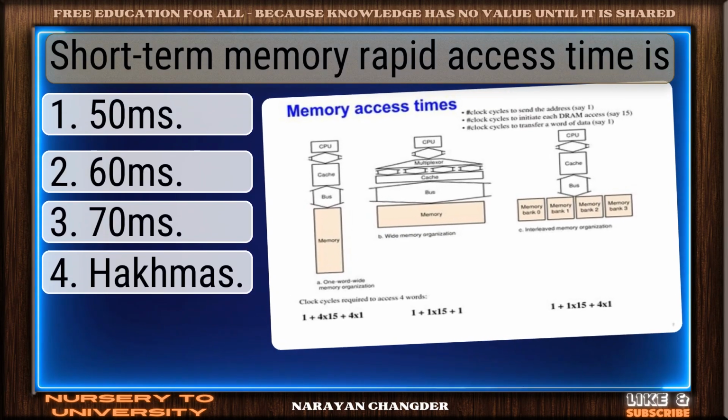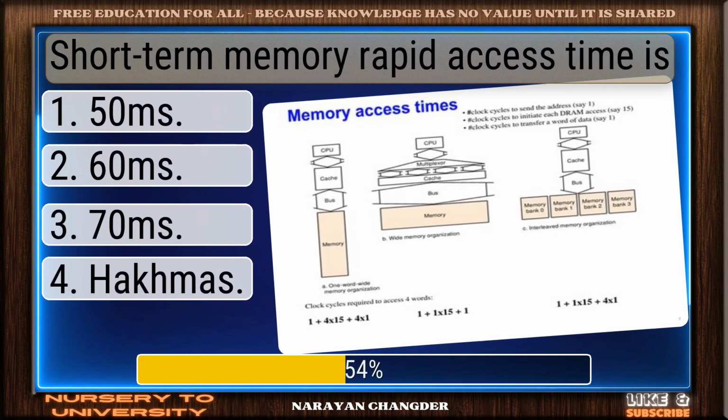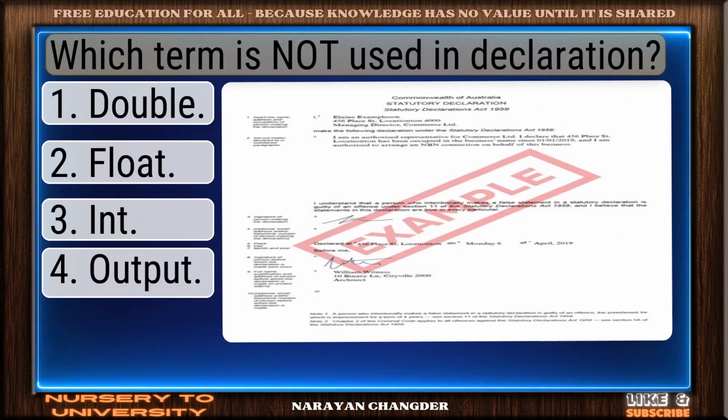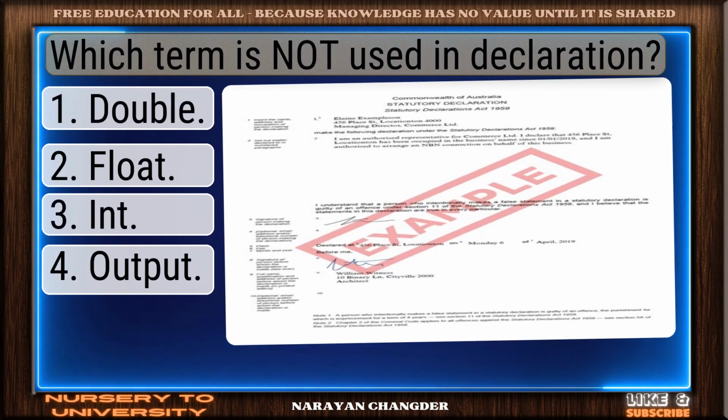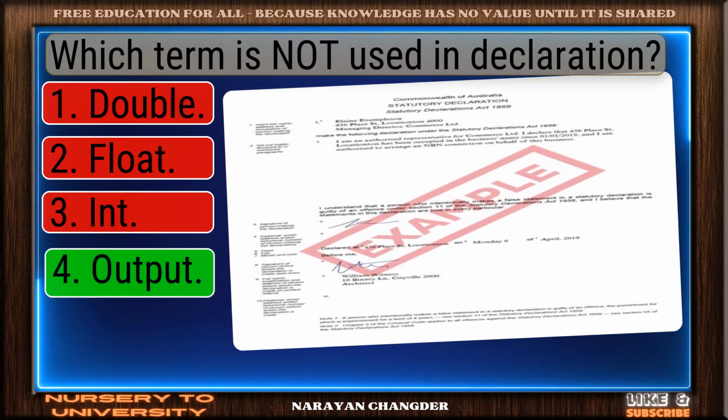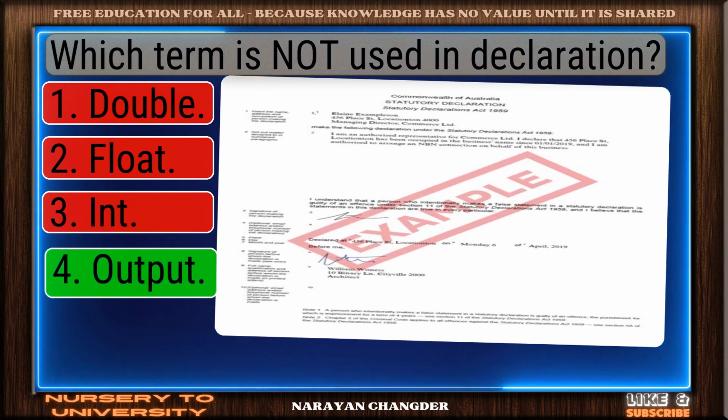Short-term memory rapid access time is? Right choice. 70 is the best answer. Which term is not used in declaration? Valid point. Output is true.